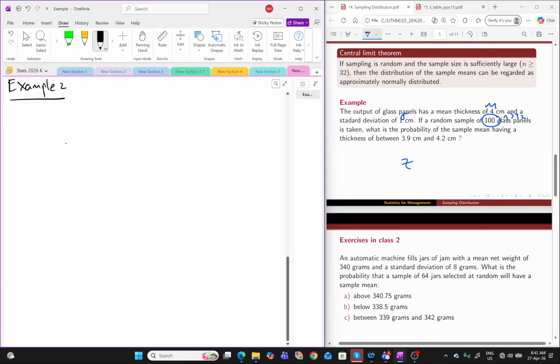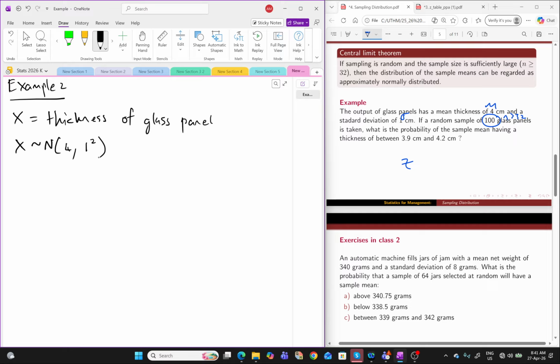Example 2. What is X? Thickness of glass panel. X is normally distributed. What is the mean here? 4. What is the standard deviation? 1 square. The n is 100.